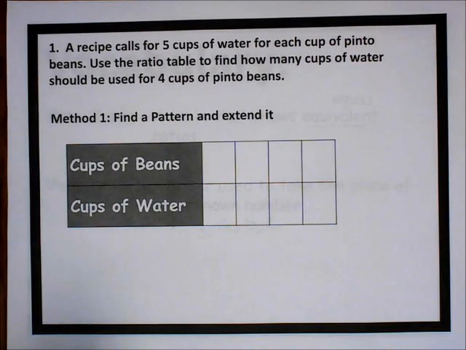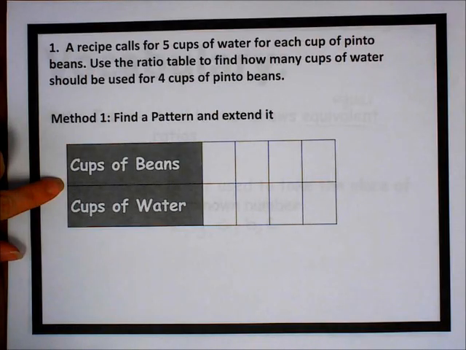Let's look at question number 1. It says a recipe calls for 5 cups of water for each cup of pinto beans. Use the ratio table to find how many cups of water should be used for 4 cups of pinto beans. We have 2 different strategies we're going to use today, and the first one is by finding a pattern. So please hit pause, draw your ratio table, and then press play again.